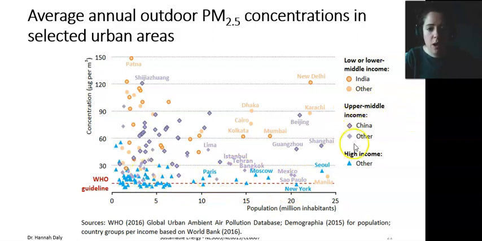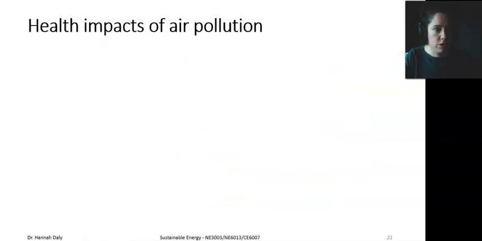And then you have some upper middle income countries, including China here in the dark. And here you have lots of cities around the 5 million mark, which have air pollution measured in many, many times the level of WHO guidelines for PM. And then you get many cities as well in India, lower middle income countries, and in Africa, which have also very, very high levels of air pollution.